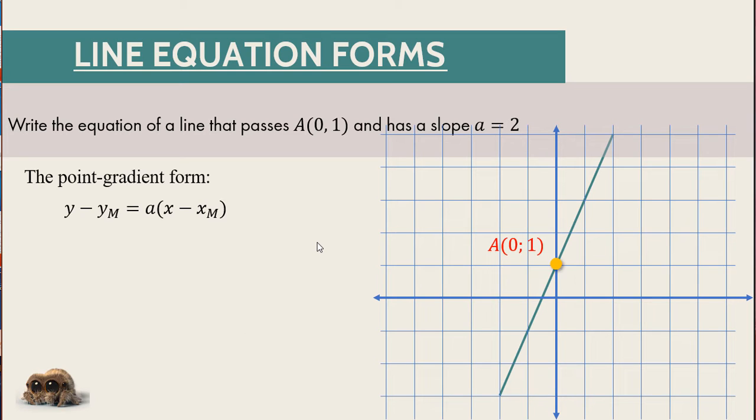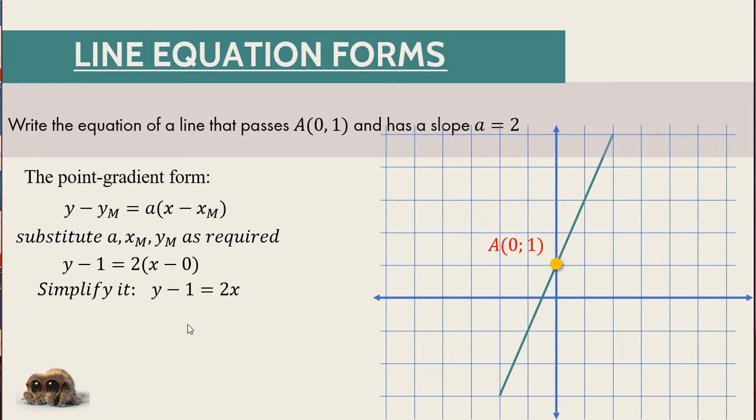Now we know the point gradient form, and we know the slope or the gradient or the point that are required. So all we need to do is to substitute x_m and y_m into the formula. So we have the equation as y minus 1 equals 2 times x minus 0, and we can simplify it to make y minus 1 equals 2x.